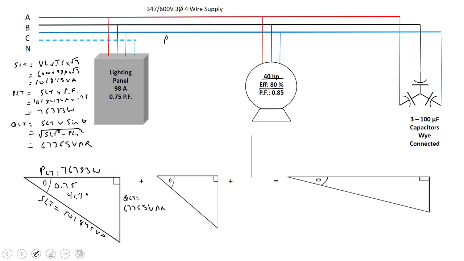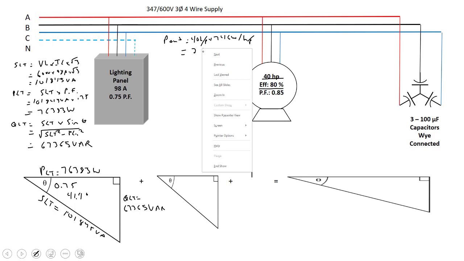So power output would be equal to our horsepower, 40 horsepower, times 746 watts per horsepower. So our power output in watts will be 29,840.